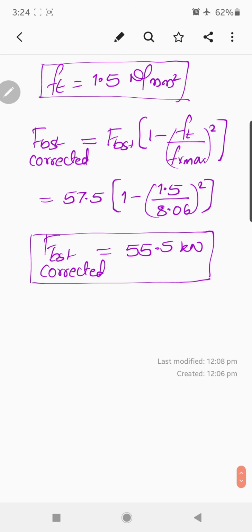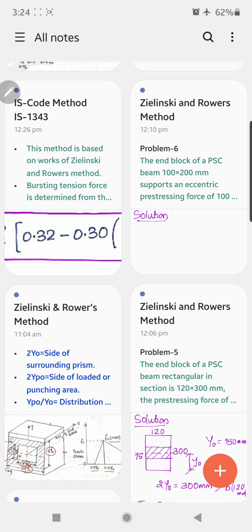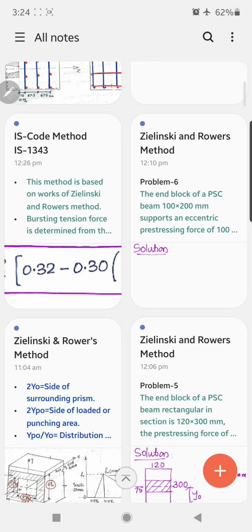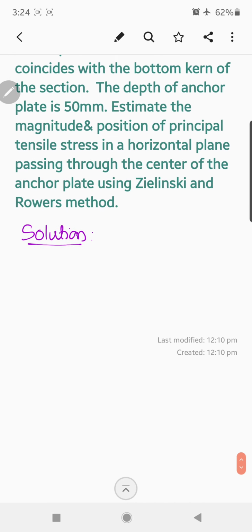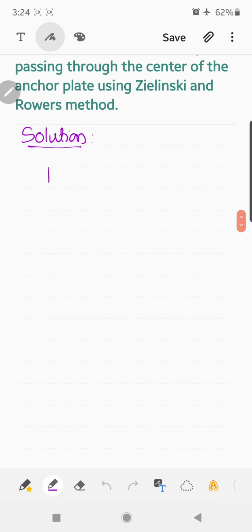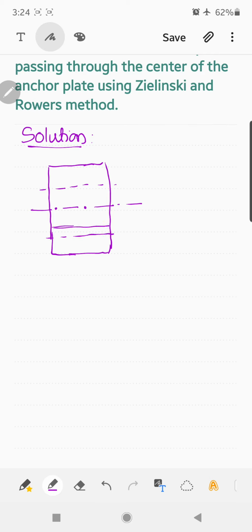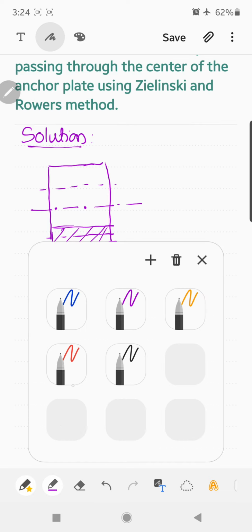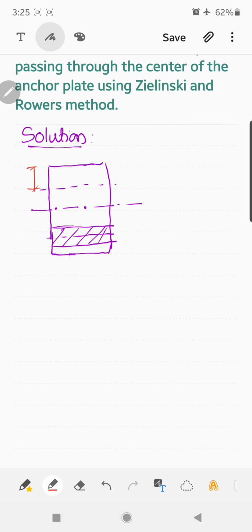Now we'll solve another problem, an eccentric problem, which we have solved under Magnus and Guyon's method. This is the same problem which we have solved. Let us solve it by this method. First of all, we'll draw the section. This is the center of the section. This is the upper curve, this is the bottom curve, and the anchor plate coincides with the bottom curve. So this is the anchor plate. This is 66.6, 66.6.